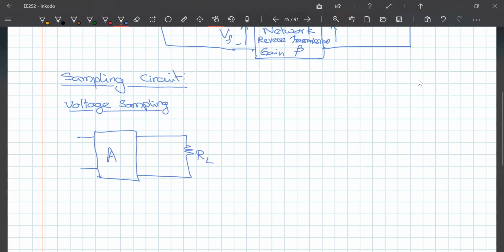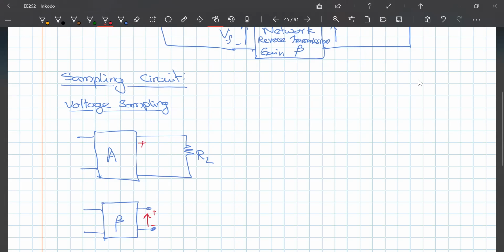Okay, and I have the feedback circuit. Now, how do I sample the voltage? What I want is this should be equal to this. This is the V out, right?